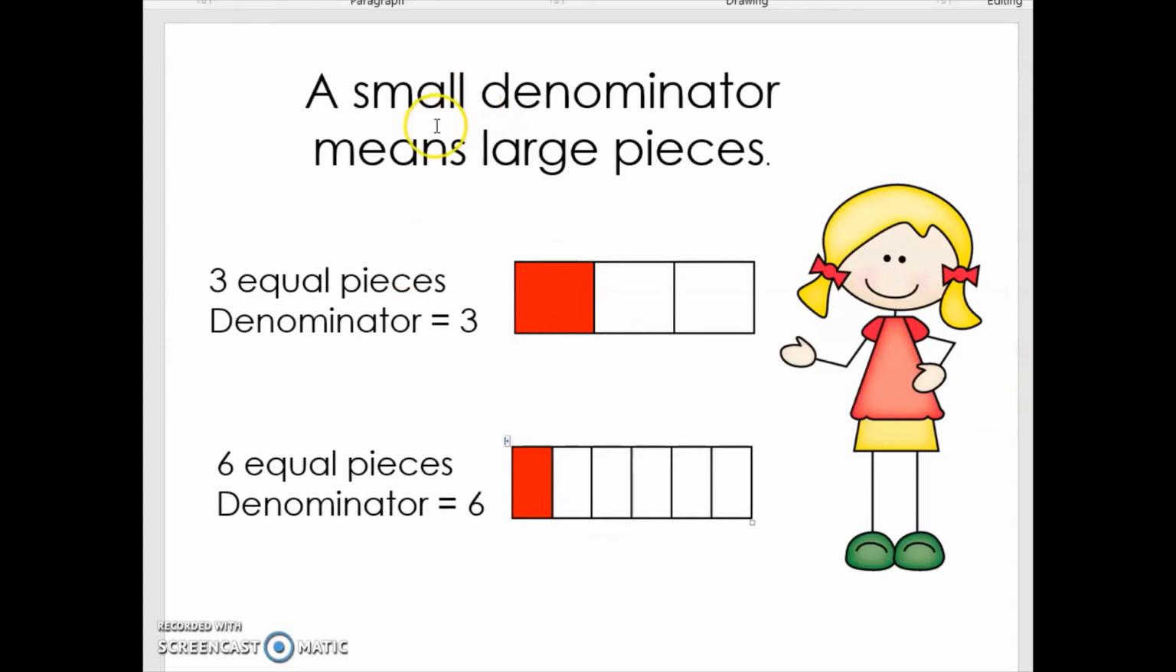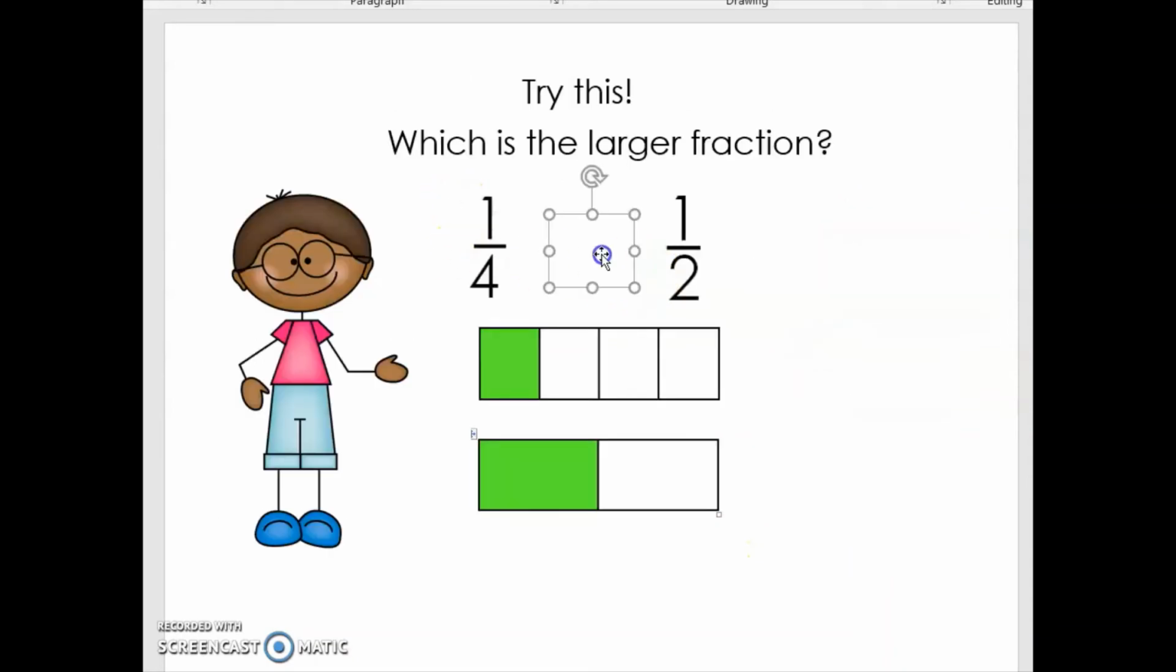A small denominator means larger pieces. This is 1 out of 3. This is 1 out of 6. When you only divide it into 3 pieces, it's bigger. 1 piece is bigger than when you divide it into 6. Let's look at this, huh?